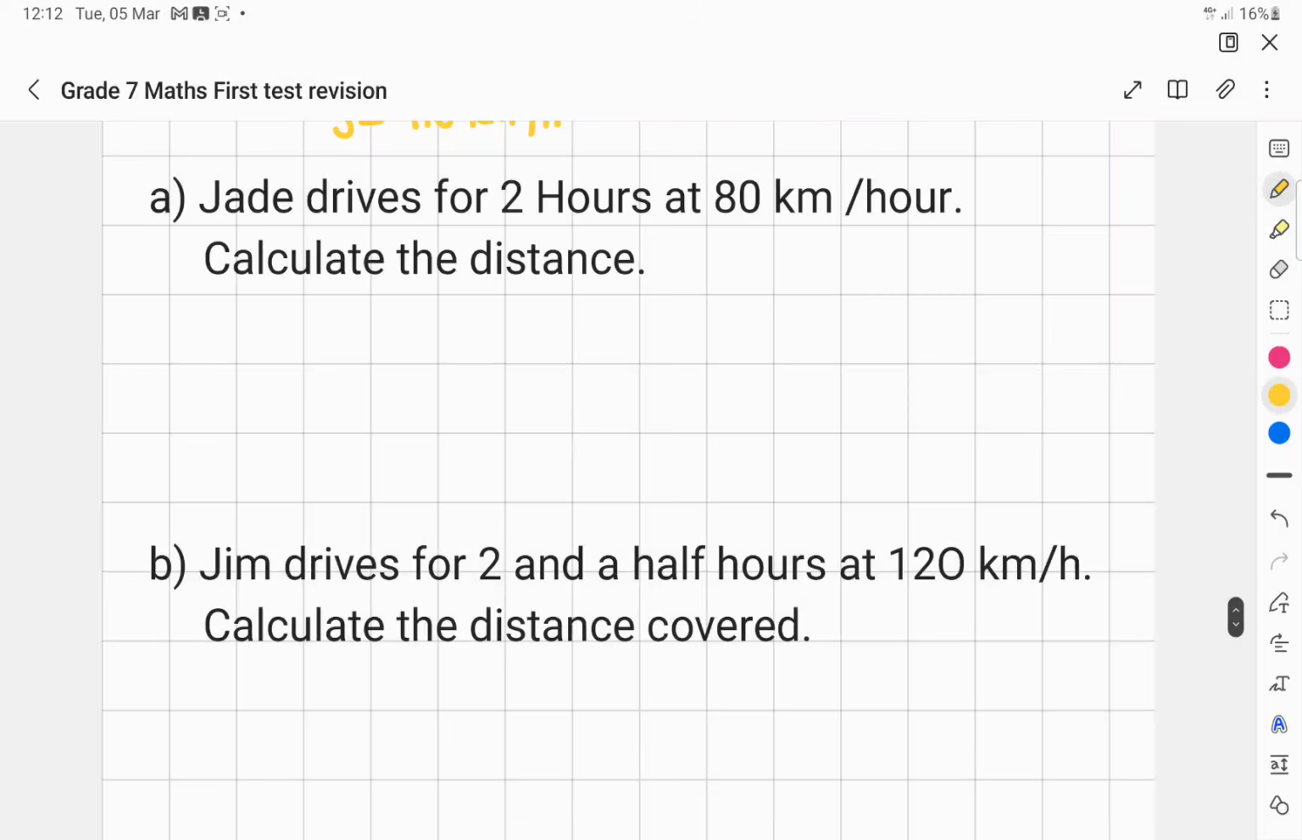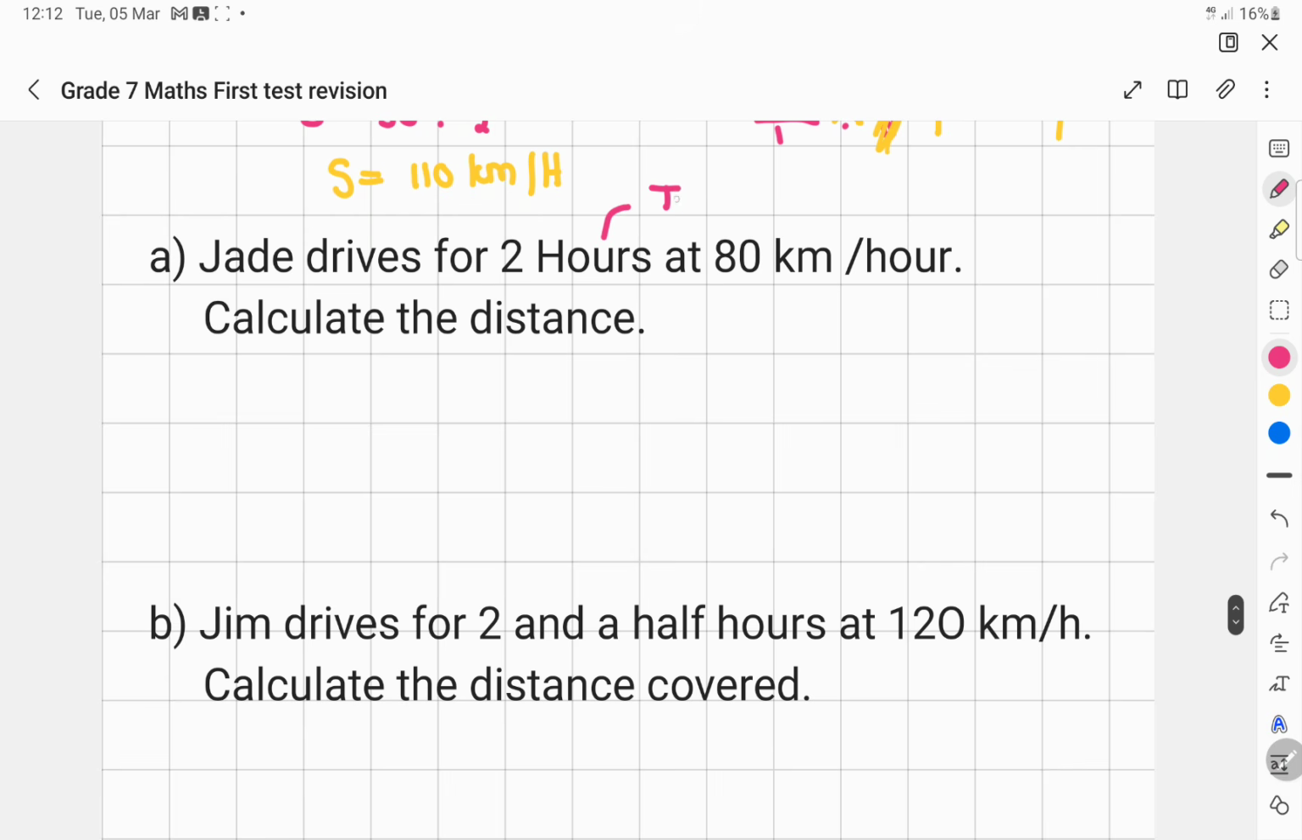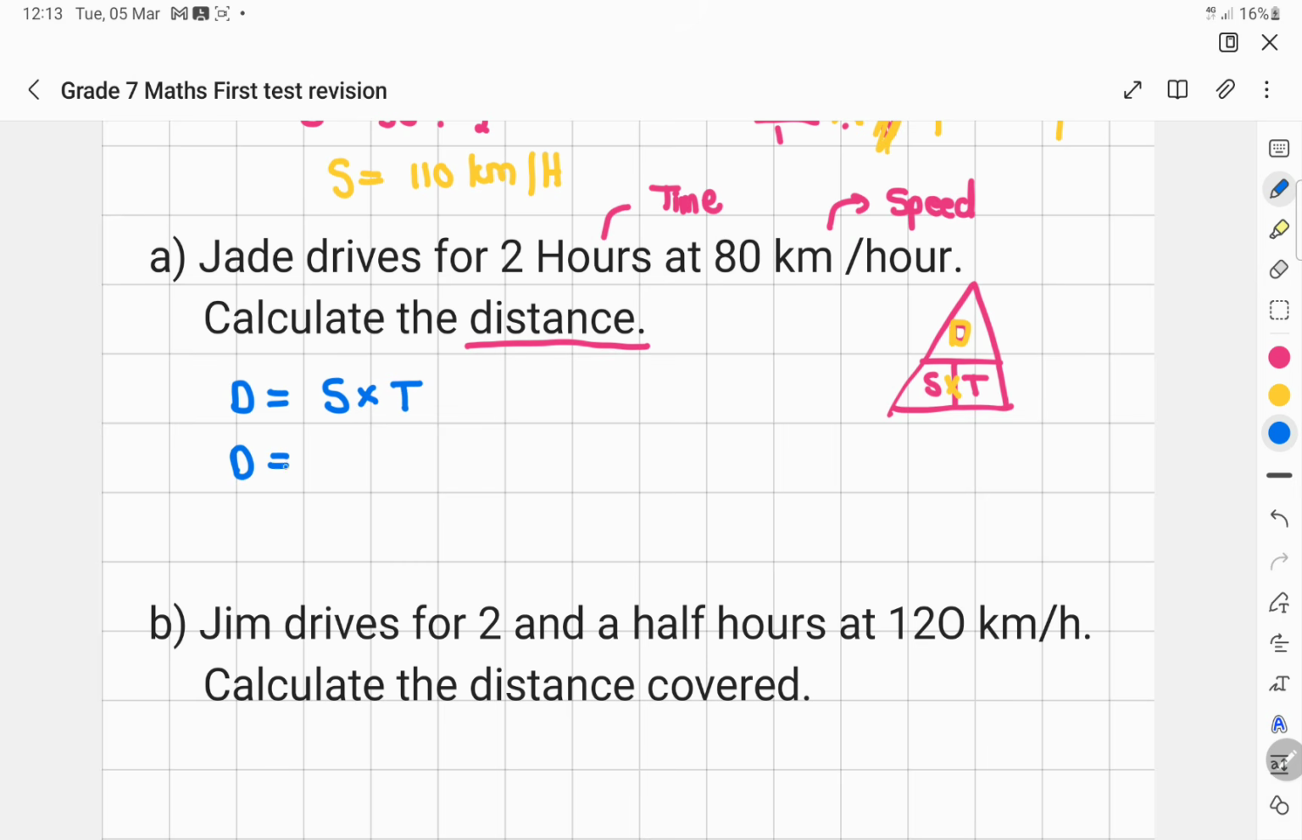Okay. So now here's a bit of a mixture. So Jade drives for 2 hours. So this is my time at 80 kilometers per hour. Can you see that that is your speed? So calculate the distance. So if you've got your triangle, and remember that, you can see that distance is equal to speed times time. So distance is equal to speed times time. Speed was 80 kilometers per hour and the time was 2 hours. So your distance is 160 kilometers.